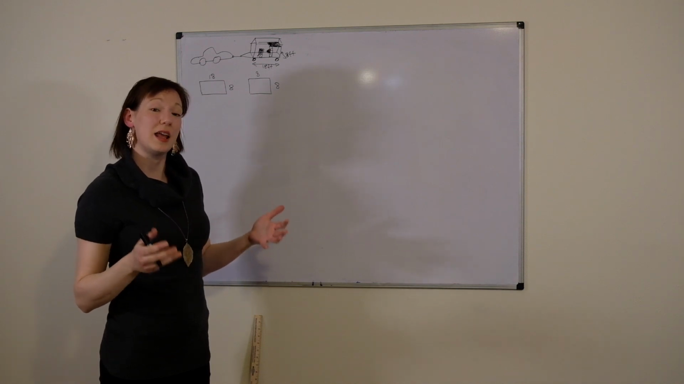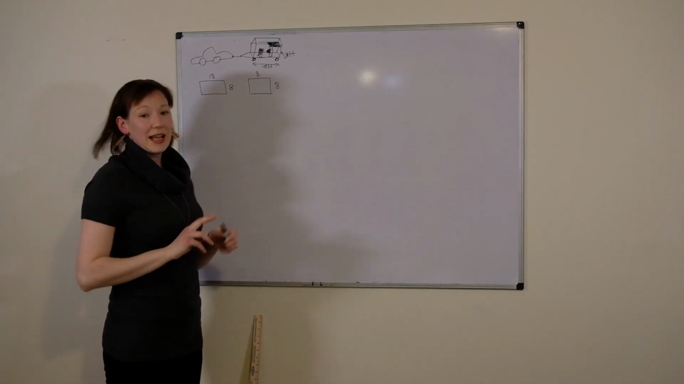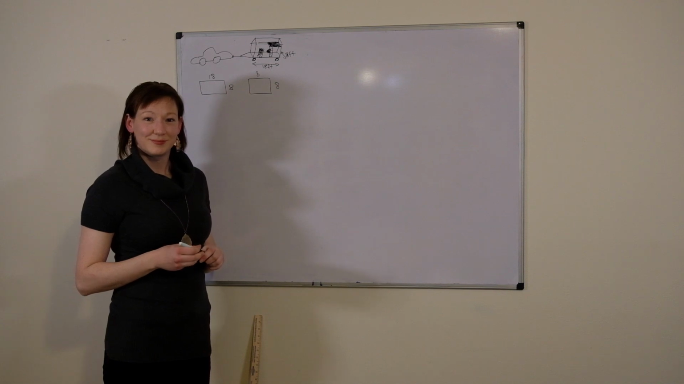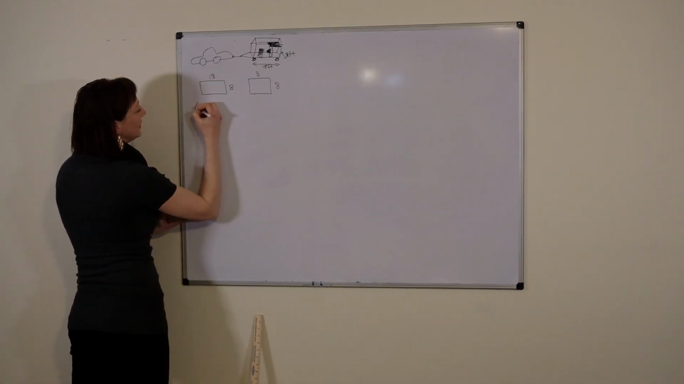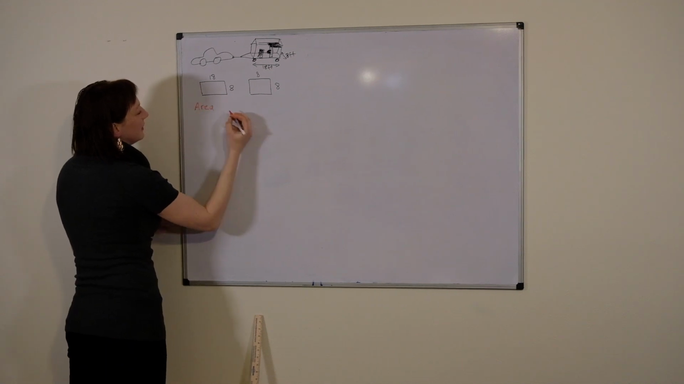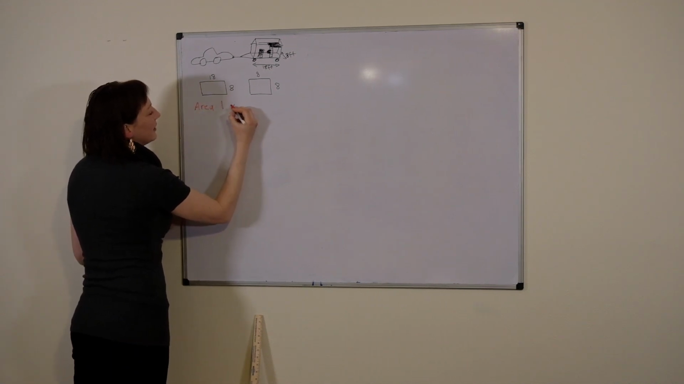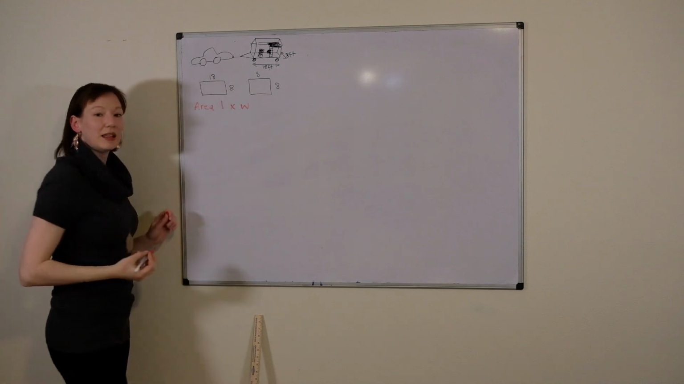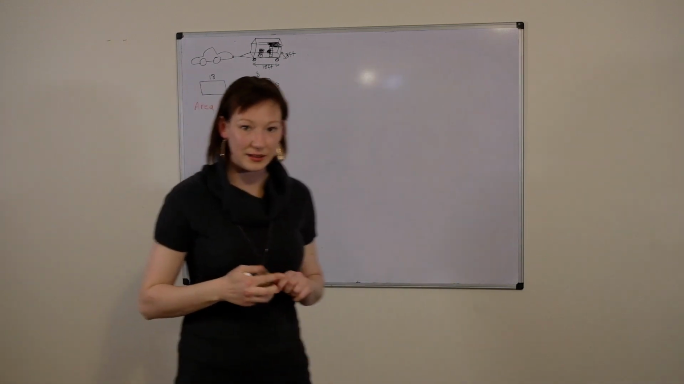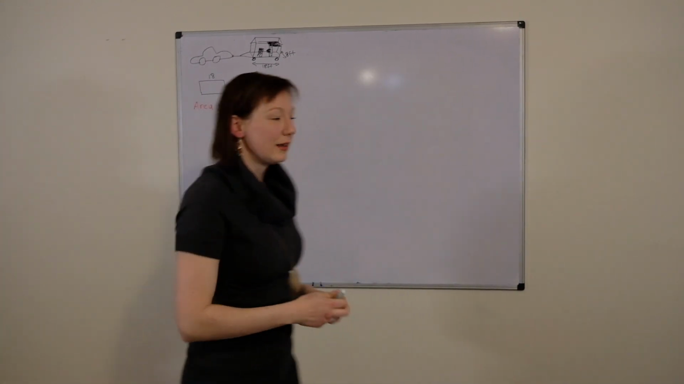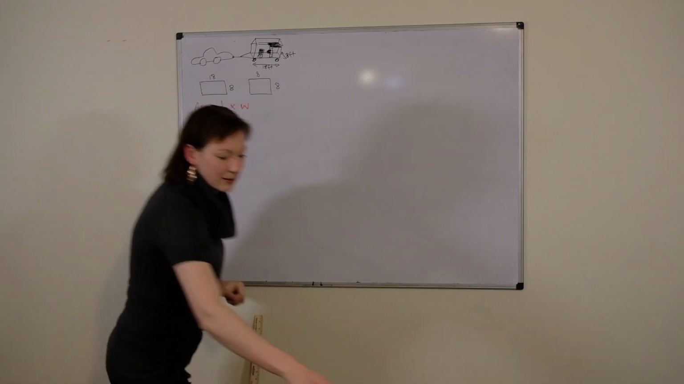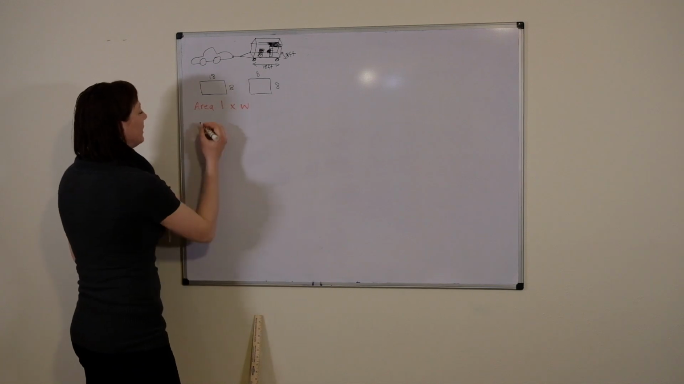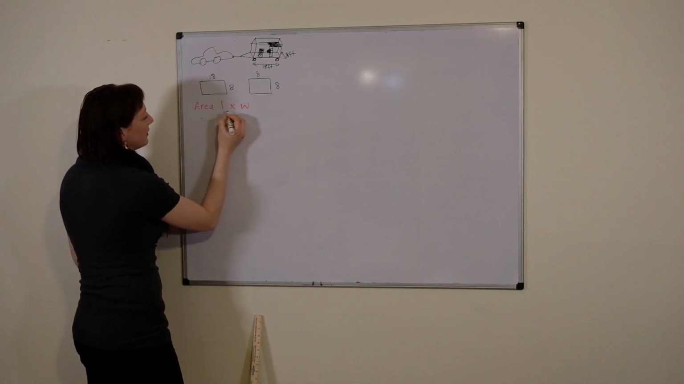How do you find the area of a rectangle or a square? You're right. Area is the length times the width. Area is the length times the width. Let's start with 18 by 8. Change my color here. Length times width.